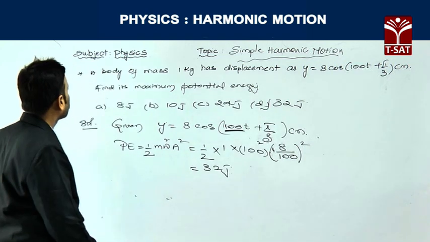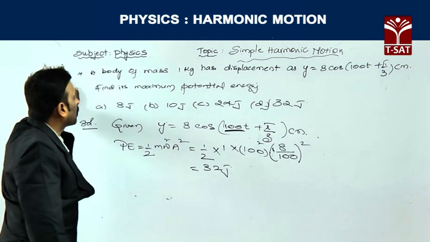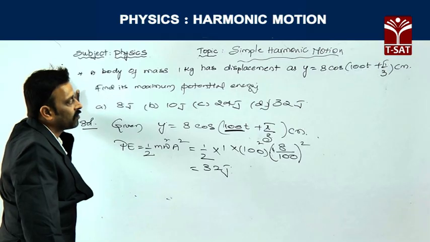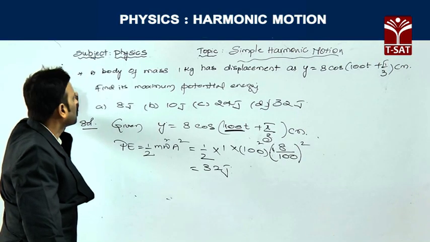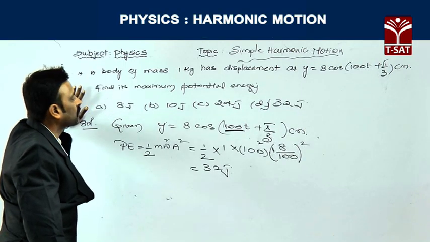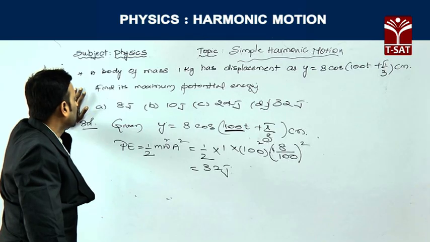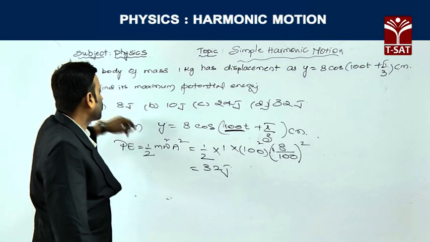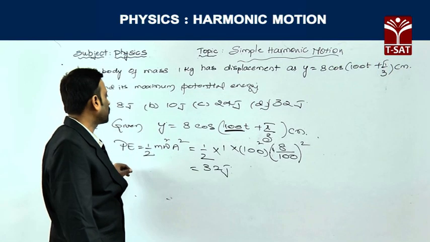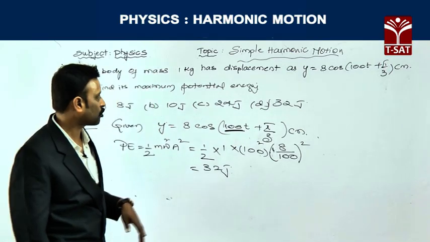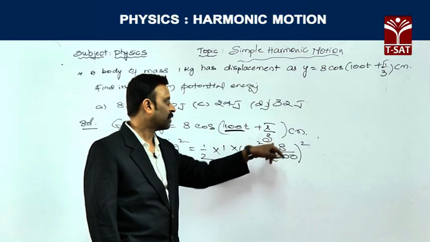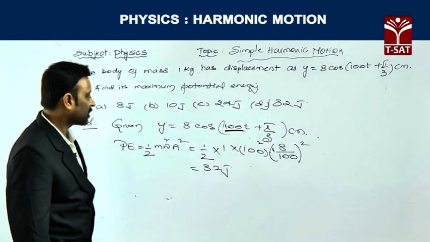Once again, have a look at the problem. For a body of mass 1 kg, the expression for displacement varies according to the function y is equal to 8 cos(100 t plus pi by 3) centimeters. You are asked to calculate its maximum potential energy. So, when comparing this equation with the original form of displacement, y is equal to a cos(omega t plus phi), you are getting the angular velocity omega as 100 and amplitude as 8 by 100.